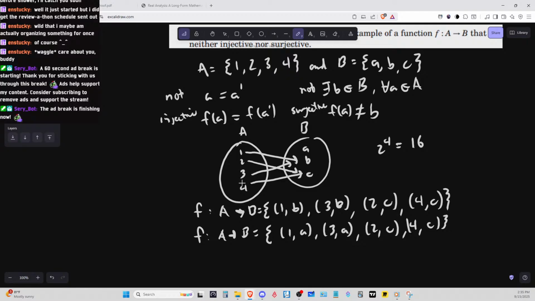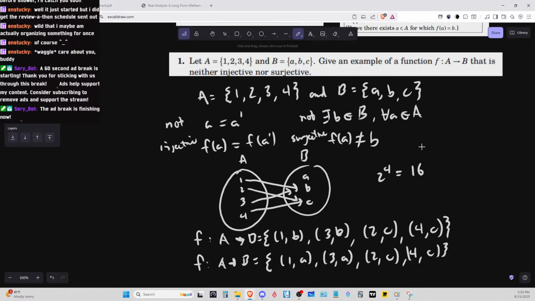But then again, you could also mix and match, so it doesn't have to be 1 and 3, it could be like 1 and 2. So I'm guessing maybe out of those 16 functions, they probably won't be injective and they probably won't be surjective. That's the way I can break it down, and I think that's how we can get examples for those.